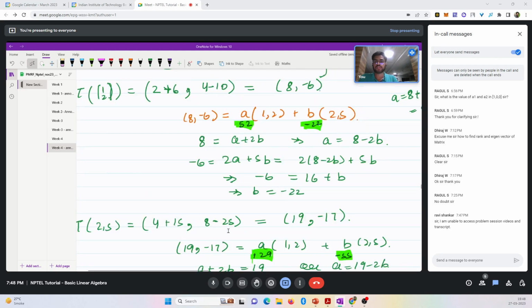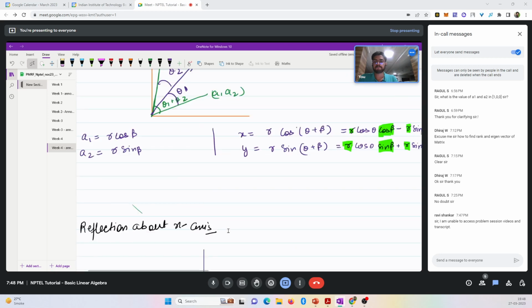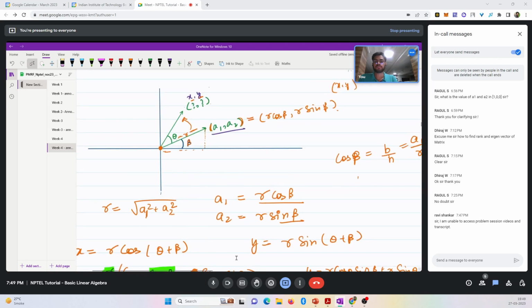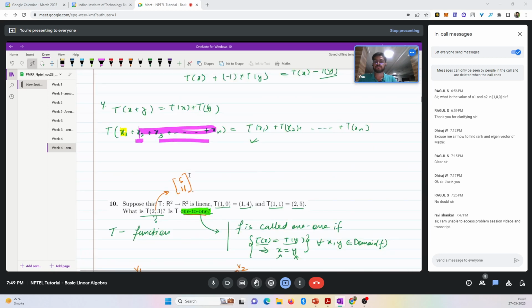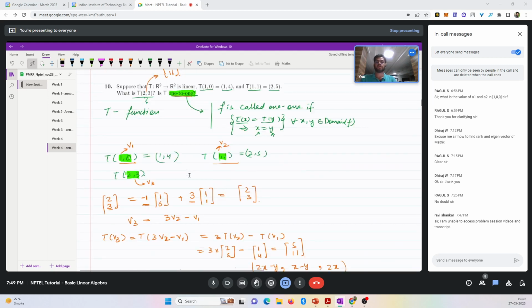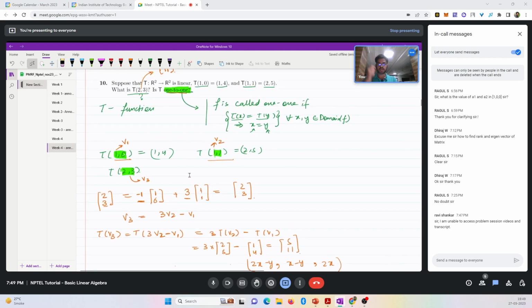We left a question in the beginning. Let's come back to that question. For those who joined late, here we had a question that, let's say, T of (0, 1) is (1, 4) and T of (1, 1) is (2, 5). Then what is T of (2, 3)?